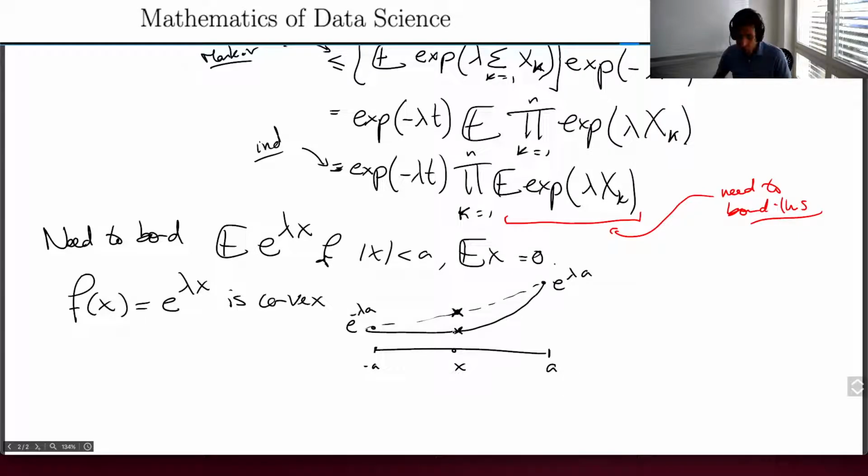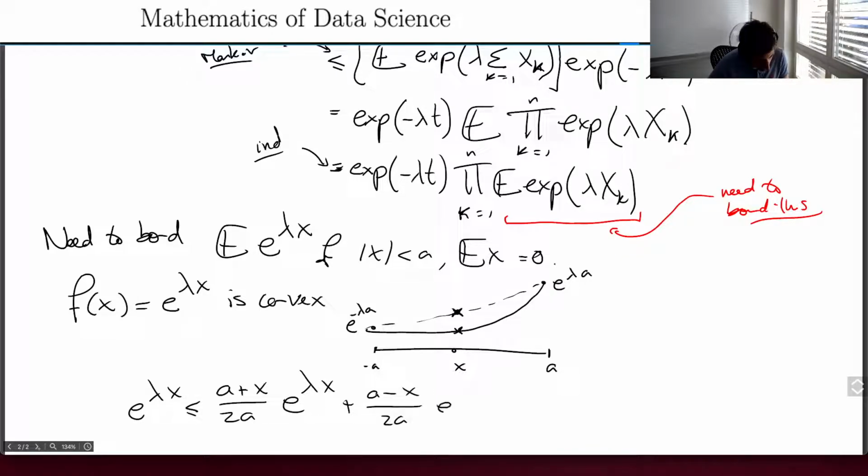So in particular, we can write that now as an equation. E to the lambda x is smaller or equal than, so let's get an equation for the line, (a plus x) over 2a e to the lambda a plus (a minus x) over 2a e to the minus lambda a. Okay, this is just convexity.